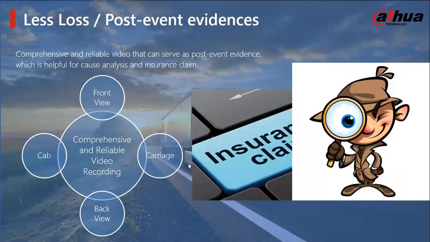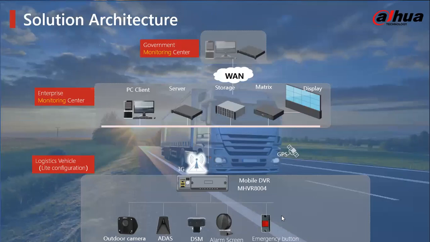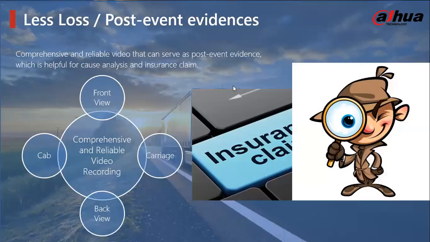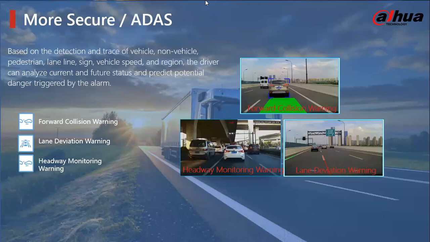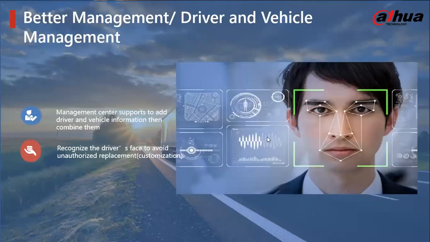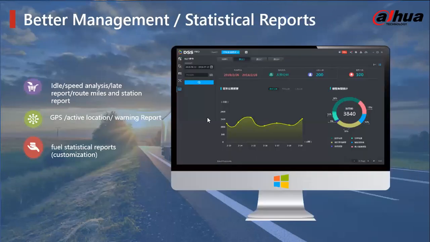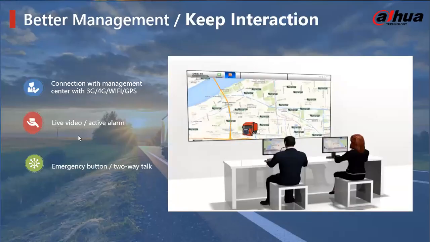Let me also mention another product. There's an emergency button, which is more like a panic alarm button. For those of us who have done alarm systems, with the panic alarm button the driver can raise emergencies with the monitoring center, and can do things like two-way talk, for easier deployment and easier reaction to that kind of event.